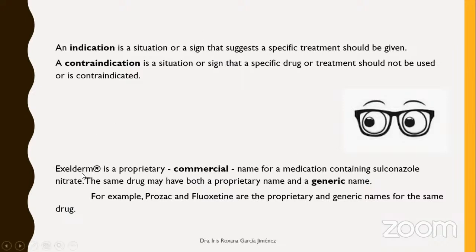Check this. Exelderm is a proprietary, a commercial name, for a medication containing sulconazole nitrate. The same drug may have both a proprietary name and a generic name. The generic name we all know is sulconazole nitrate. Again, another example: Prozac is fluoxetine, the proprietary and generic names for the same drug. We all know these two names for just one medication. We decide which one we use during our practice.